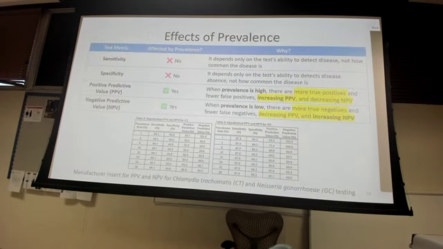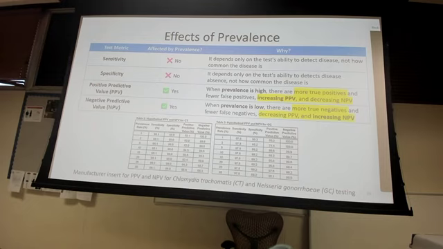All right, the effects of prevalence: sensitivity and specificity are not affected by prevalence. Sensitivity depends only on the test's ability to detect disease, and specificity depends on the test's ability to detect disease absence. But the positive predictive value and negative predictive value are affected by prevalence. And you'll see this again: positive predictive value and negative predictive value.